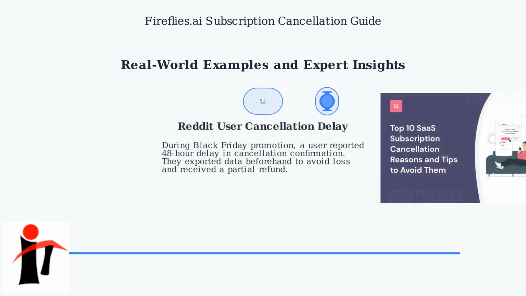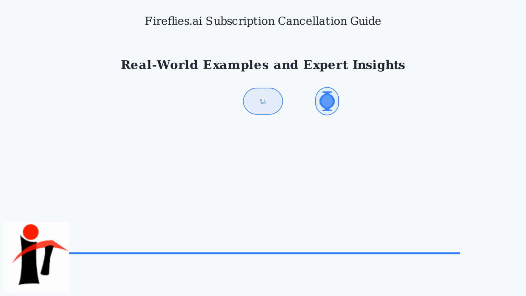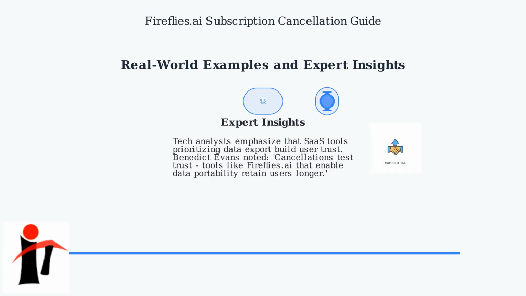Another example from Reddit highlights potential delays during promotions. A user attempting cancellation during Black Friday reported a 48-hour confirmation delay due to high server loads. By exporting their data beforehand, they avoided permanent loss and still received a prorated refund, underscoring the importance of proactive data management. Expert opinions reinforce these lessons.